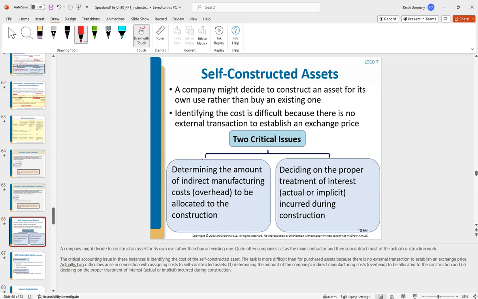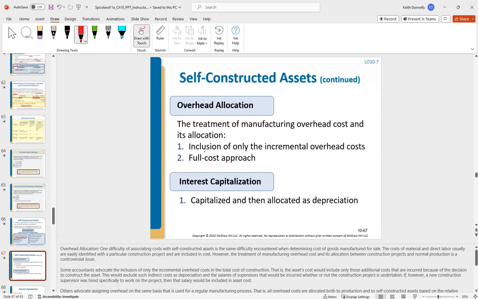And really, there are two critical issues. One is, how do we deal with the indirect manufacturing overhead? And then, whenever we borrow funds, maybe we take a loan out to buy this building, how do we deal with that interest? Do we expense the interest or do we capitalize it as part of the building? So for the manufacturing overhead, the indirect, you can see there are two approaches here. That's more of a cost accounting thing, so you can look at that in your cost and managerial accounting class.